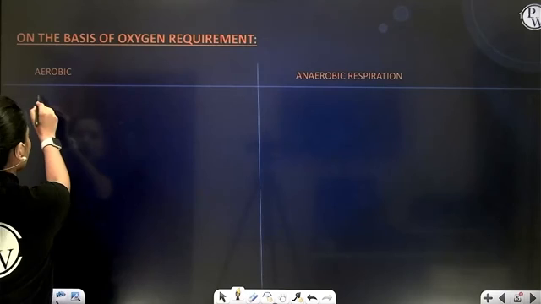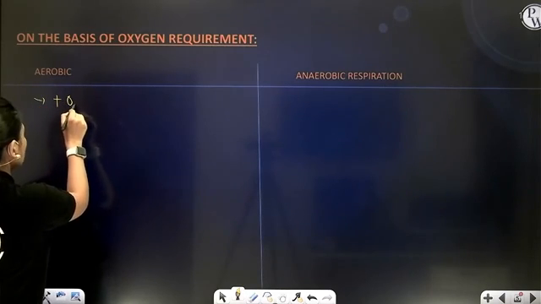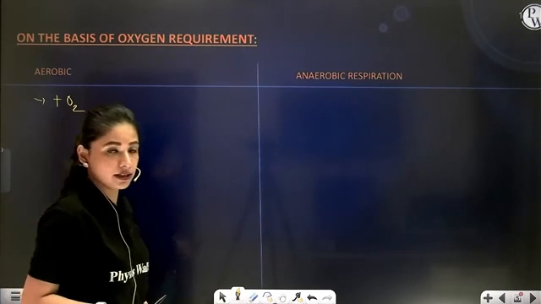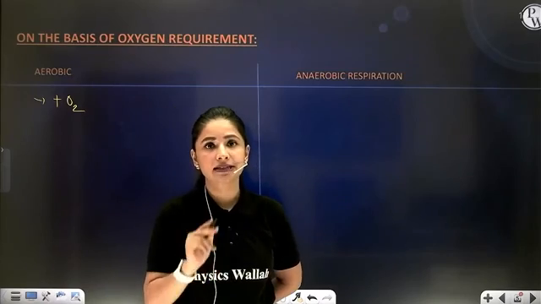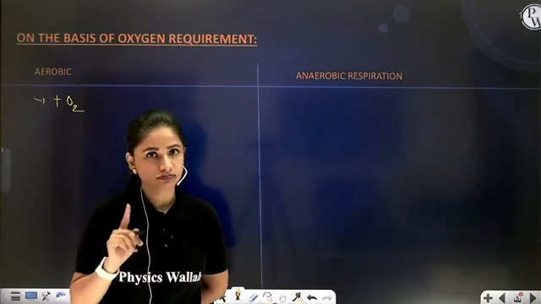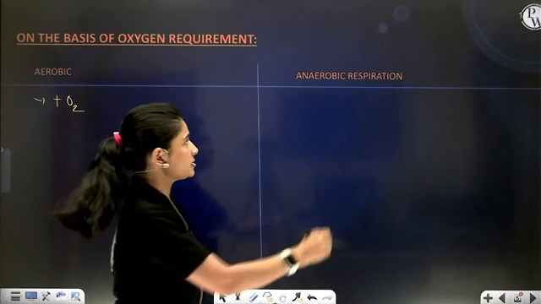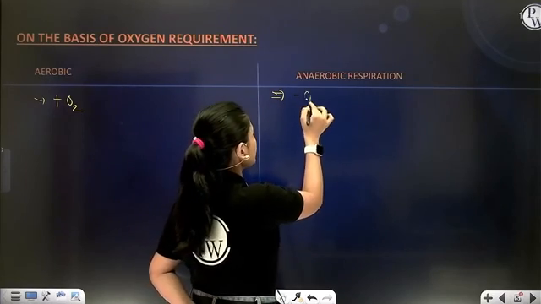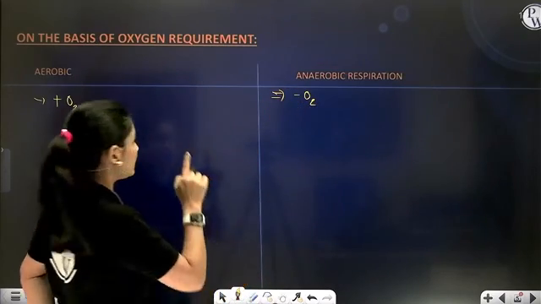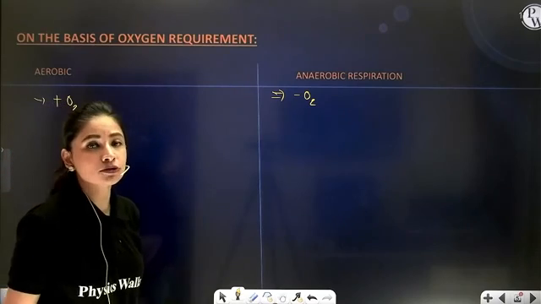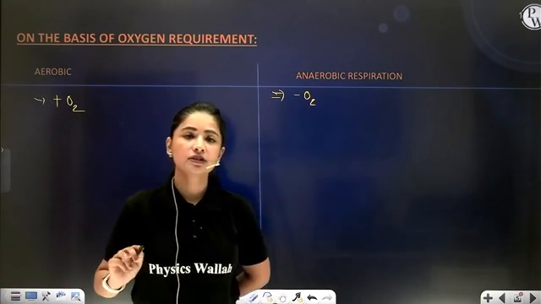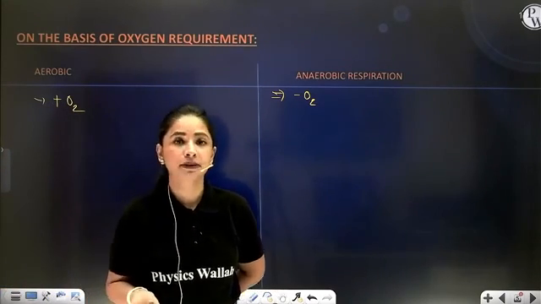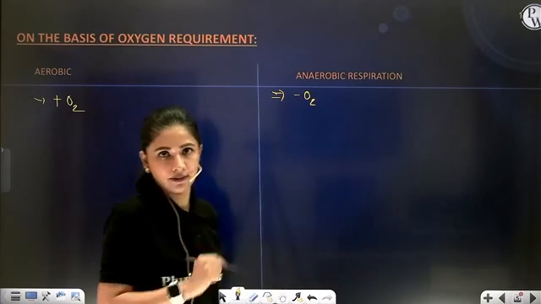So what is aerobic respiration? The breakdown of sugar, the breakdown of respiratory substrate, if it takes place in the presence of oxygen, right? Anaerobic means when the breakdown of respiratory substrate takes place in the absence of oxygen, then it is known as anaerobic respiration. First point of difference.